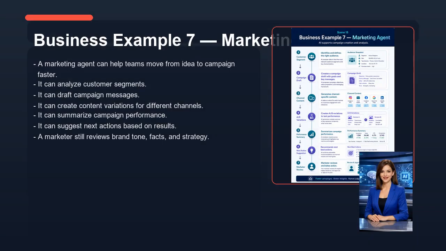Now let's look at business example 7, Marketing Agent. A marketing agent can help teams move from idea to campaign faster. It can analyze customer segments. It can draft campaign messages. It can create content variations for different channels. It can summarize campaign performance. It can suggest next actions based on results. A marketer still reviews brand tone, facts, and strategy.